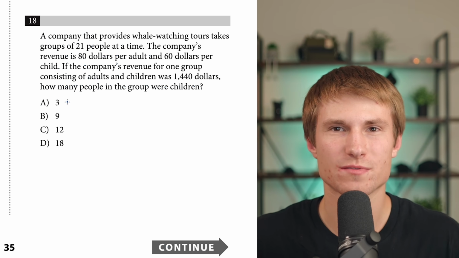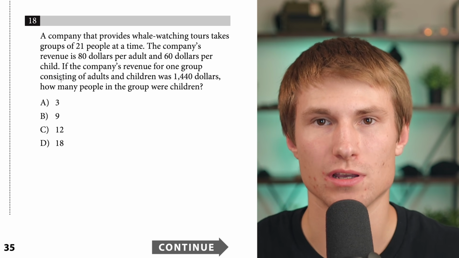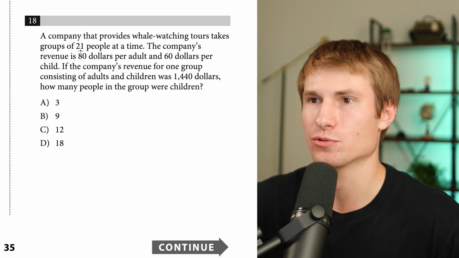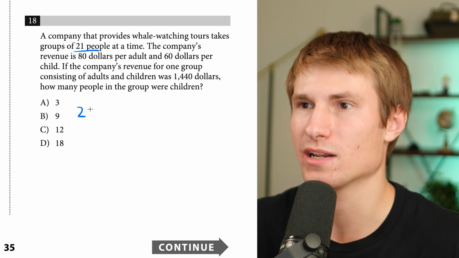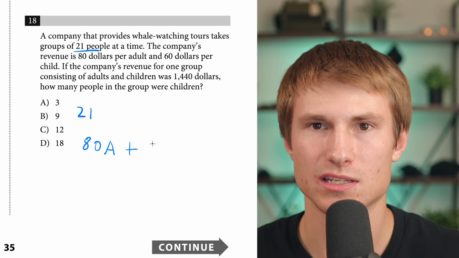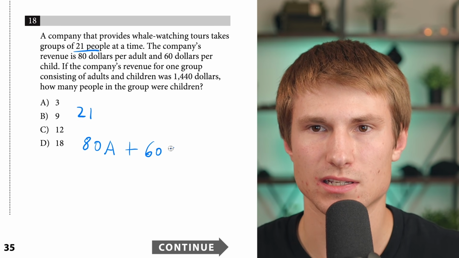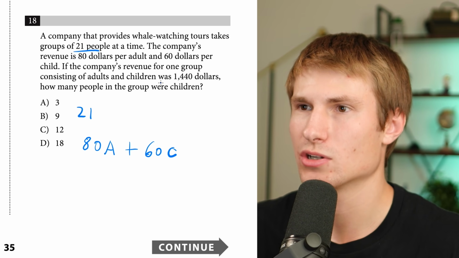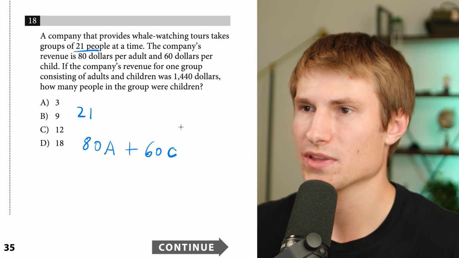Here's a couple tips for the SAT math section to help you be more efficient. I'm going to illustrate them with question 18. Question 18 states a company that provides whale watching tours takes groups of 21 people at a time. The company's revenue is $80 per adult, so I'm going to represent that as 80A, and $60 per child, which I'll represent as 60 times C. If the company's revenue for one group consisting of adults and children was $1,440.